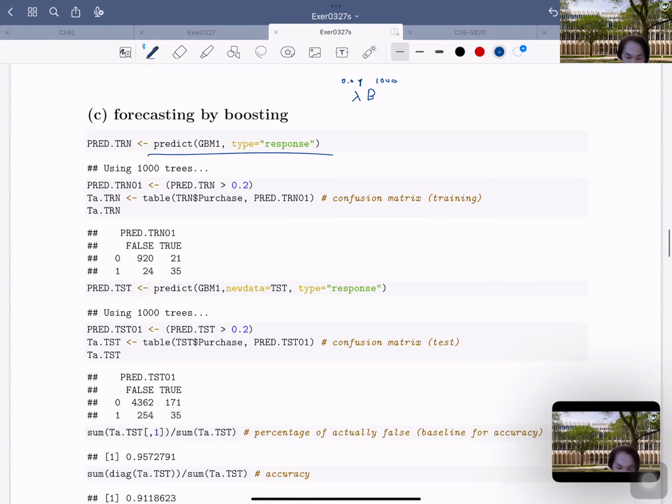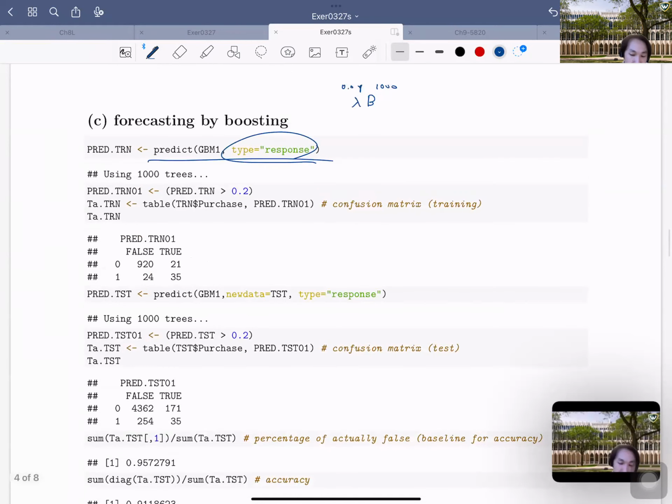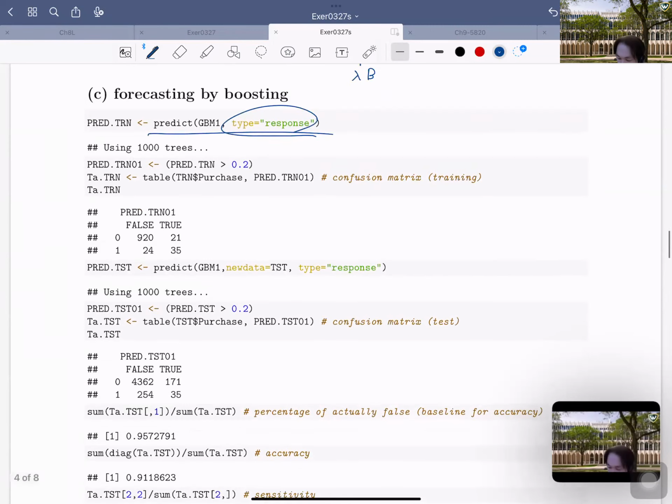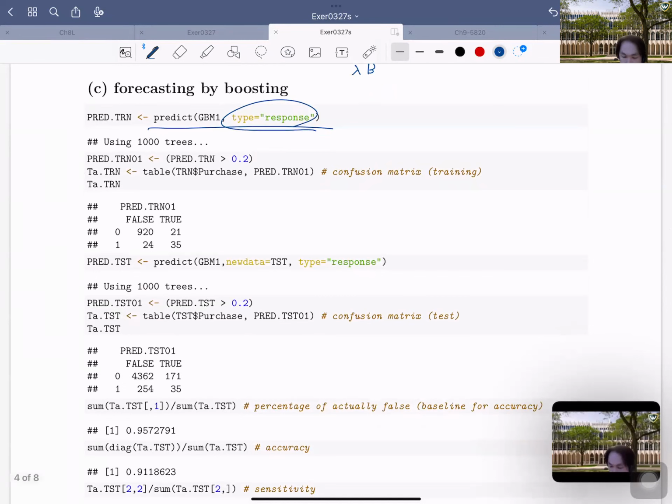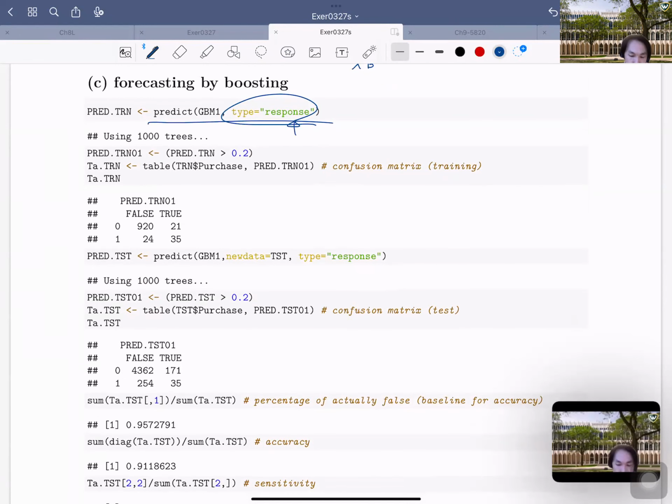And this is the predicted value. So type equals response is needed. When you use the predict function, sometimes the transformed numbers appear. For example, logistic regression, I think it returns the logistic scale, the inverse logistic scale. So we have to specify type equals response to get probabilities. Then the threshold is 0.2, so we specify this. Then we can make a table.